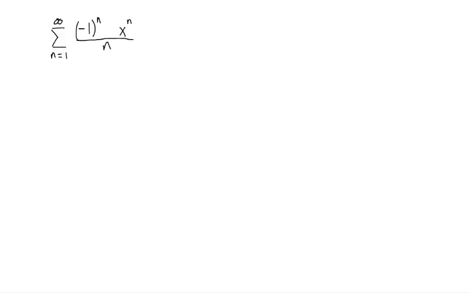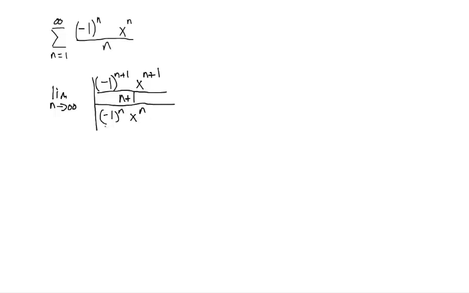So we're going to have the limit as n approaches infinity of a sub n plus 1, so we're going to have negative 1 to the n plus 1, x to the n plus 1, divided by n plus 1, all divided by a sub n, which is negative 1 to the n, x to the n, divided by n.